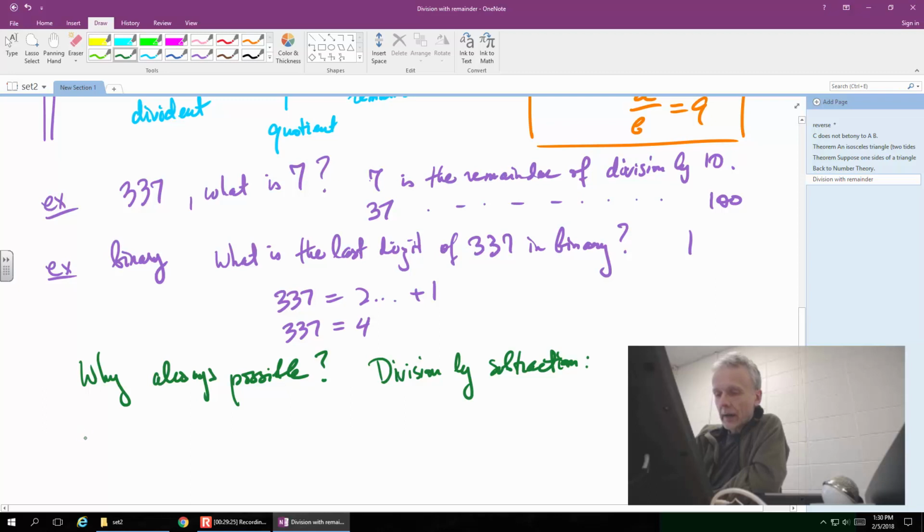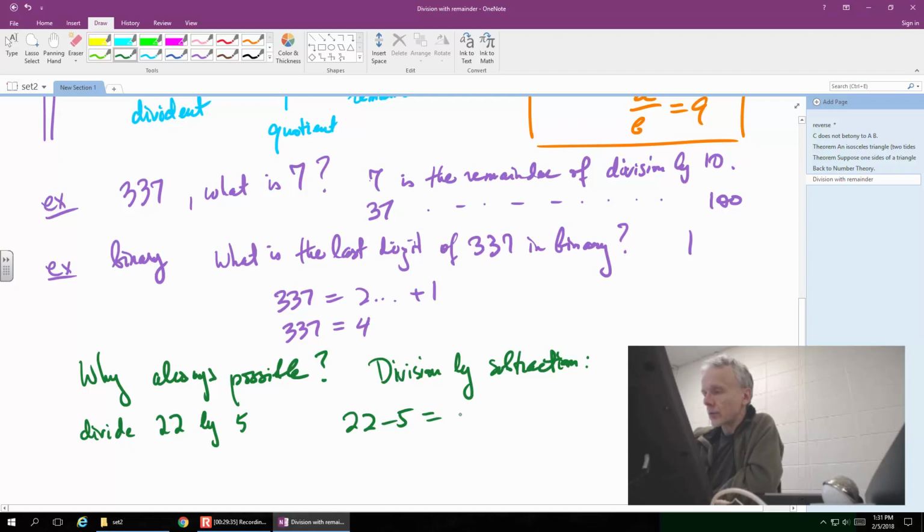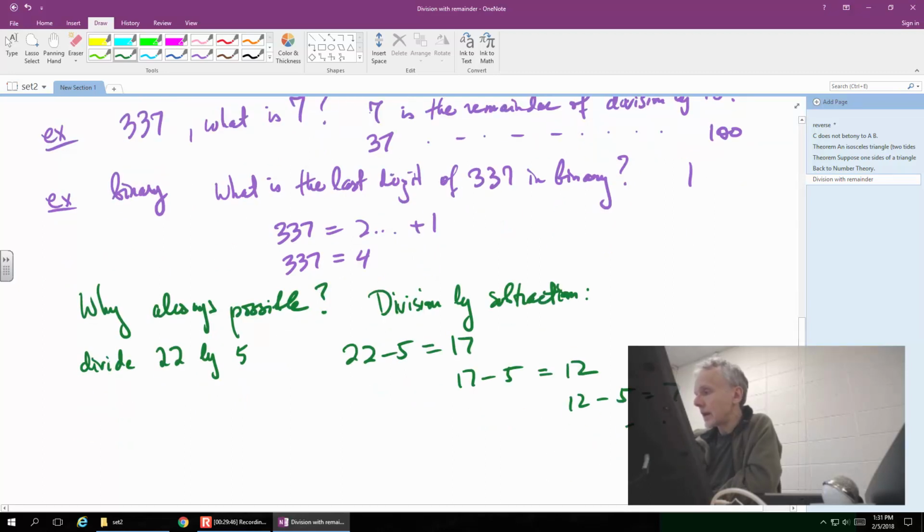So divide 22 by 5. Or do you subtract 5 as many times as necessary? So 22 minus 5 is equal to 17. Then 17 minus 5 is 12. 12 minus 5 is 7. And finally, 7 minus 5 is 2. Okay? So until the process stops, you keep subtracting. And then, so what have we achieved with this little computation?